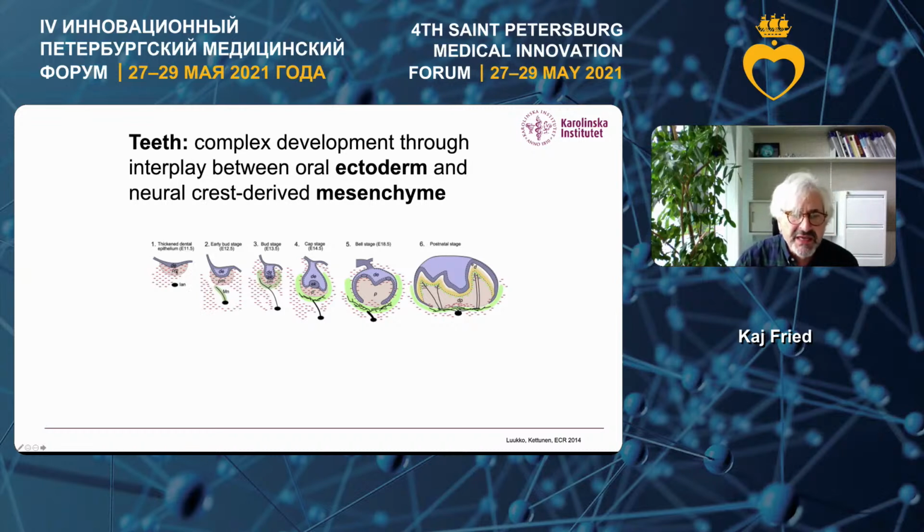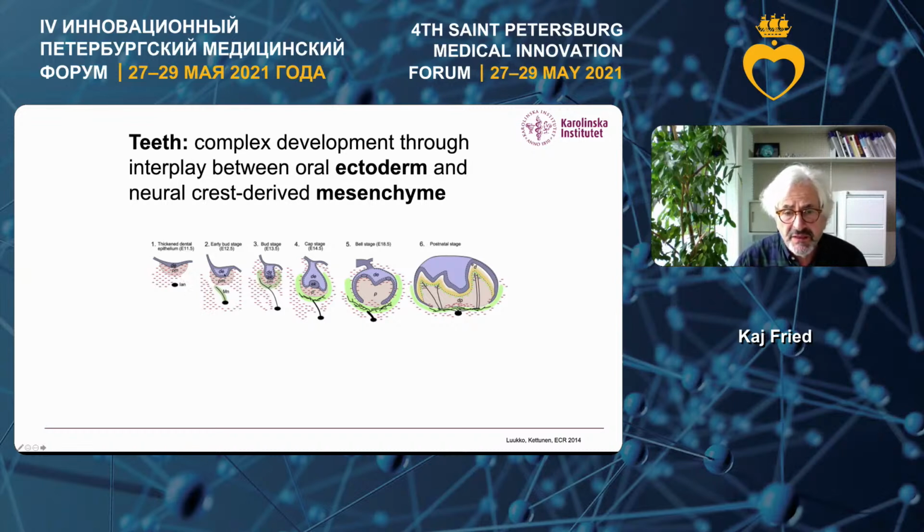And this mesenchyme is derived from the neural crest, so it's related to the nervous system. And then the epithelial part where the tooth is going to be formed starts to grow downwards and forms an invagination. And in different stages, the tooth is being formed from these two initial tissues, the epithelium and the underlying mesenchyme, which is from the neural crest.